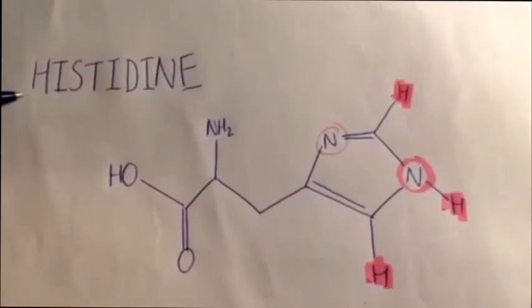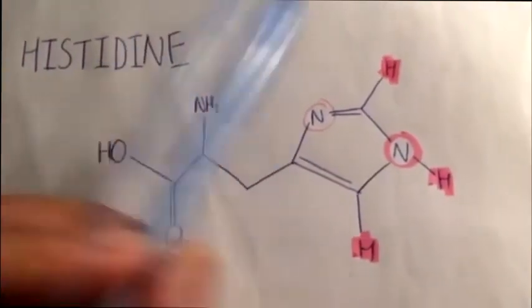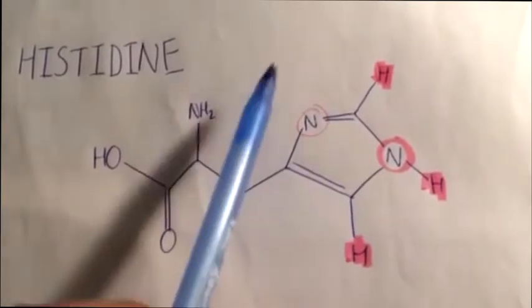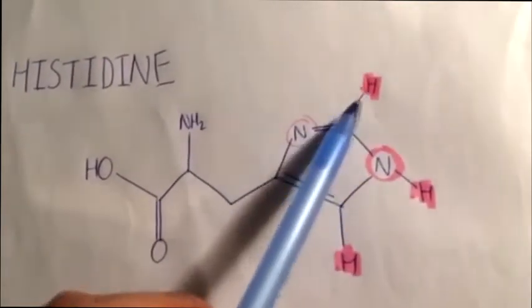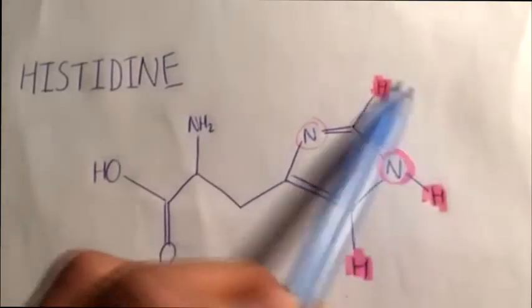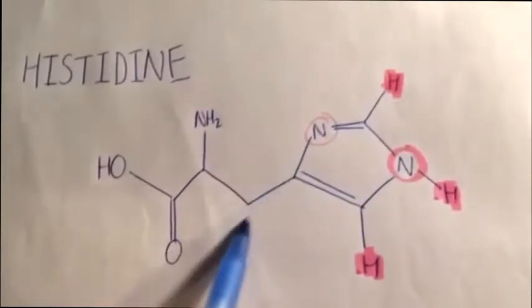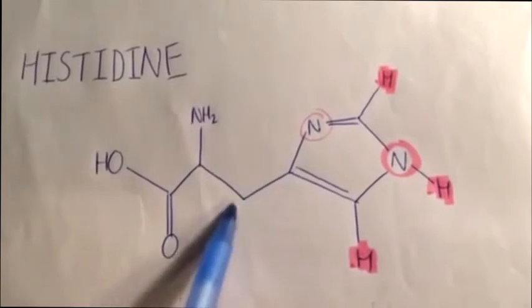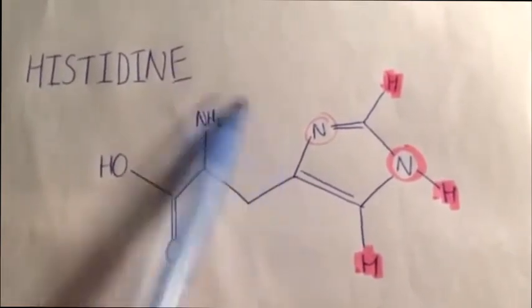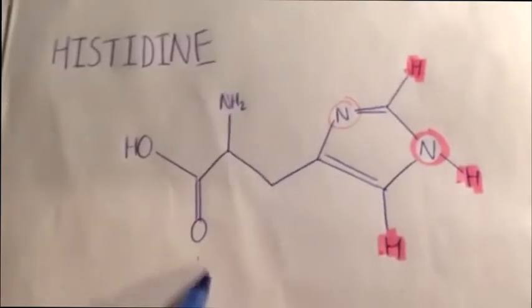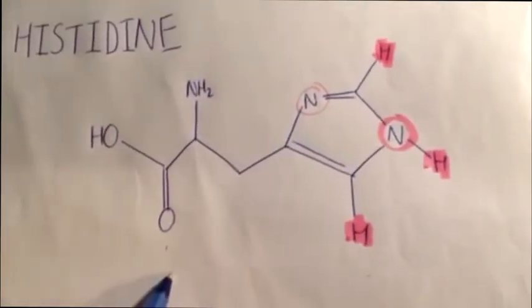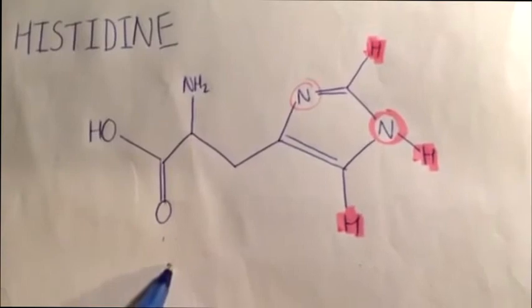Next one up is histidine. As you can see, the chemical formula and structure. It has an imidazole group which consists of 2 nitrogen atoms and 3 hydrogen atoms. This is all connected to the main backbone of the amino acid. As you can see, the NH2 and the C double bond OH. And histidine has a pKa value of 6.0.